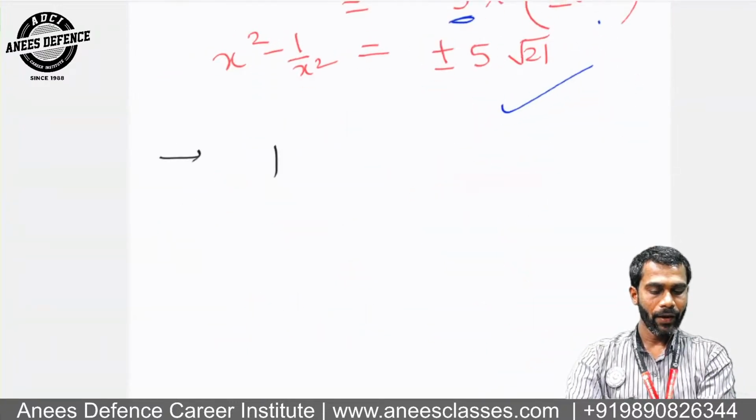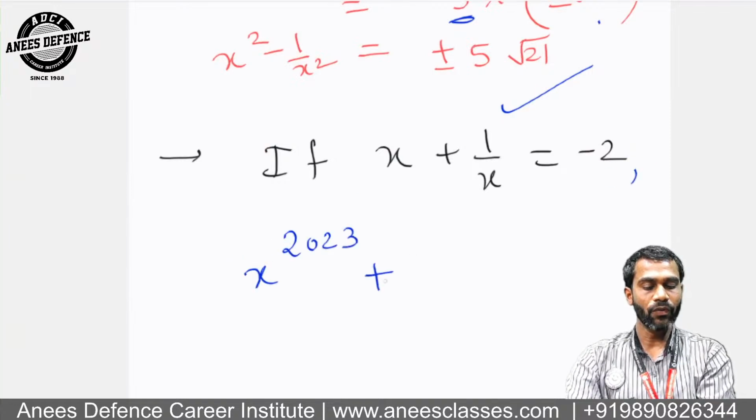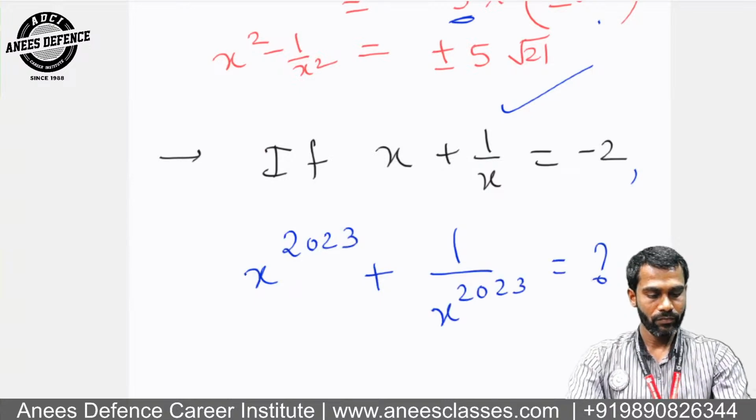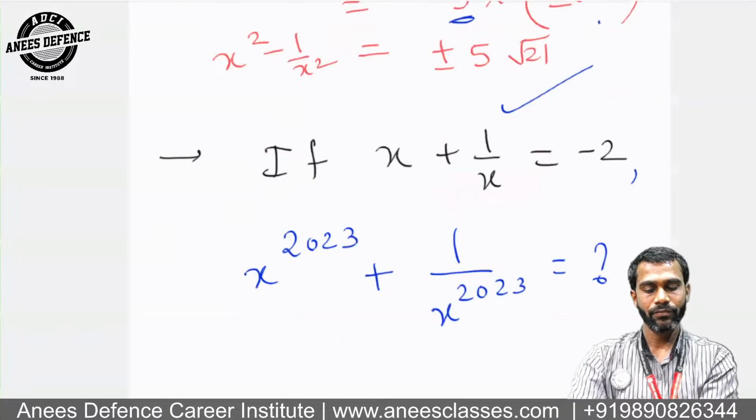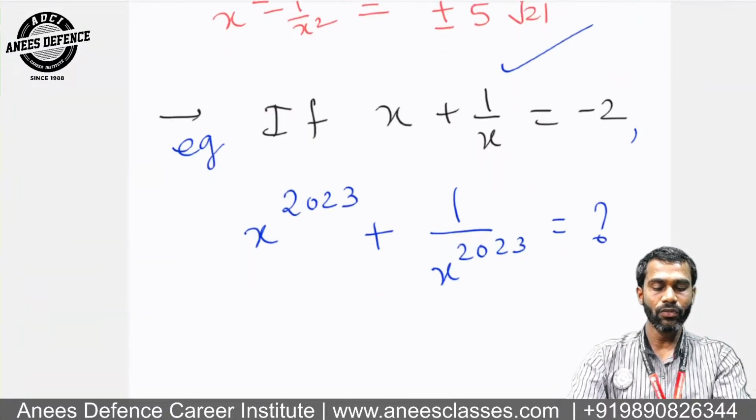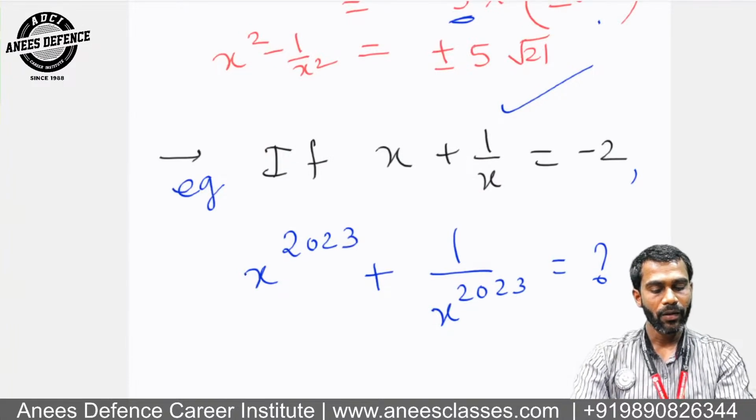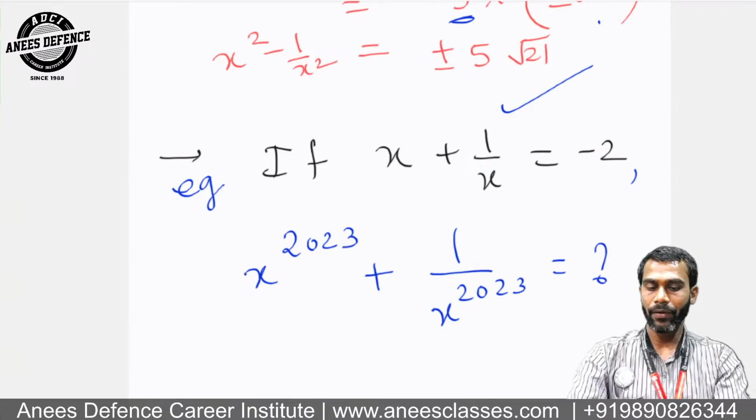The next question is very easy. Please try. If x plus 1 by x is equal to minus 2, then you need to tell me the value of x raised to 2023 plus 1 by x raised to 2023. Please try and solve. Very easy.